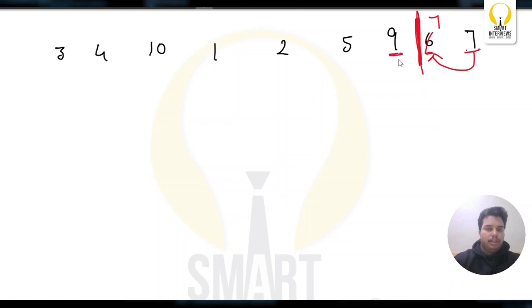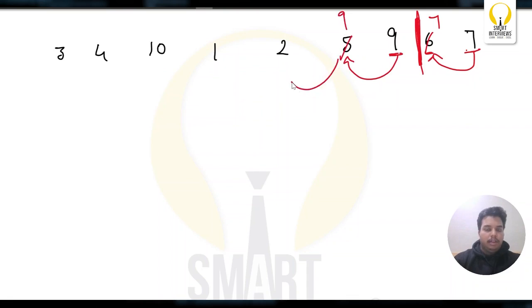Now let's check with 9. Can 9 update 5? Yes. Why? Because 5 is less than 9. Is 9 less than 2? Yes. 9 less than 1? Yes. But is 9 less than 10? No. My bad, I think I have told it wrong. Is 5 less than 9? Yes. So it can convert it to 9.